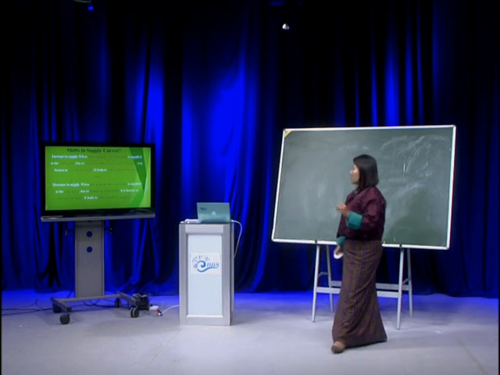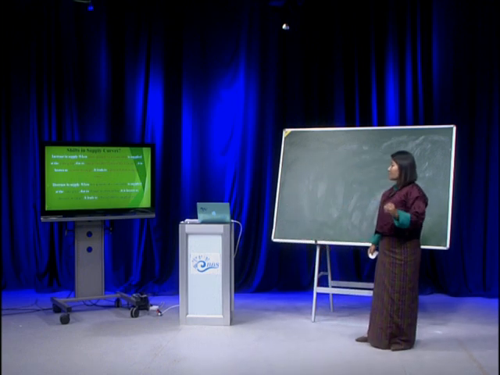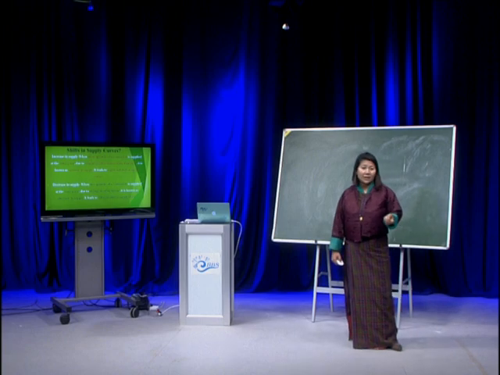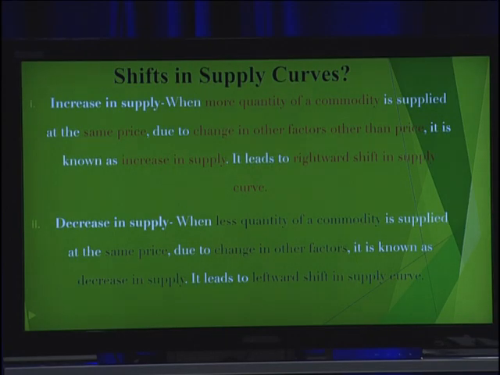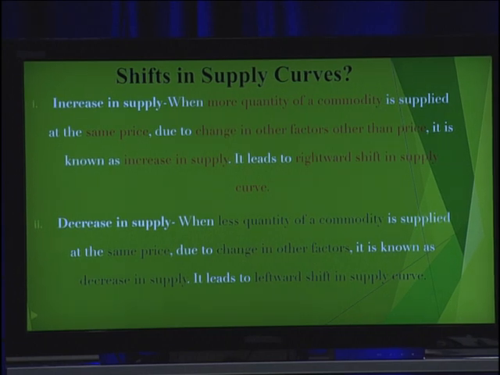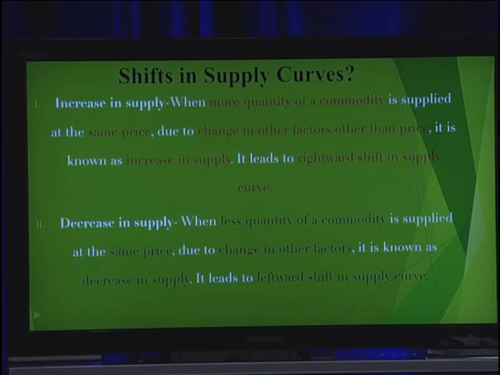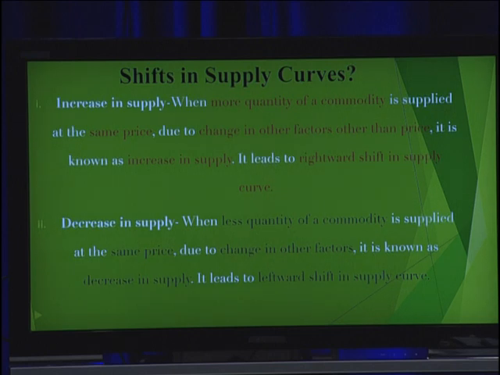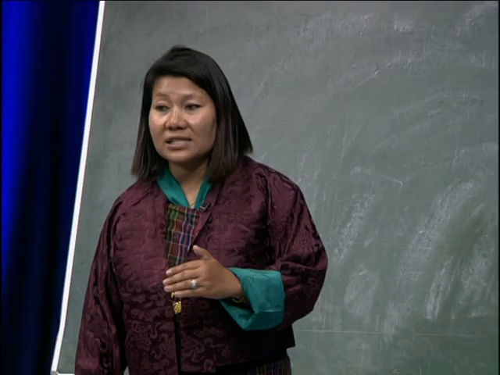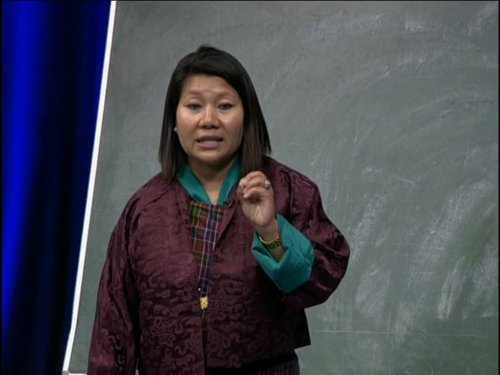The second one is decrease in supply. So again, look at the literal meaning, decrease, becoming few, becoming less. All right? When less quantity of a commodity is supplied at the same price due to change in other factors, it is known as decrease in supply. So when we talk about decrease in supply, later on you will see in the graph what is happening to the movement. But in general, right now, you should understand that supply is becoming less.